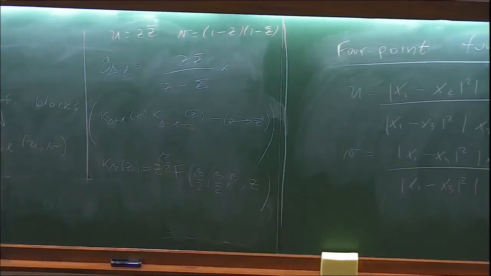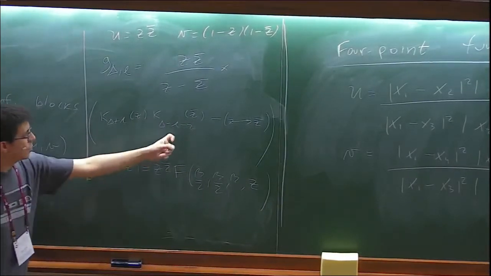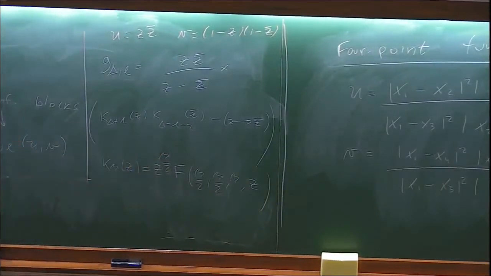So if you know the CFT data, if you give me a bag with all the deltas and all the lambdas in your theory, I can just apply this equation, put the lambdas here. This is a hypergeometric function, so I put the deltas here, and I do this sum. And in principle, I'm done. I managed to calculate the four-point function.